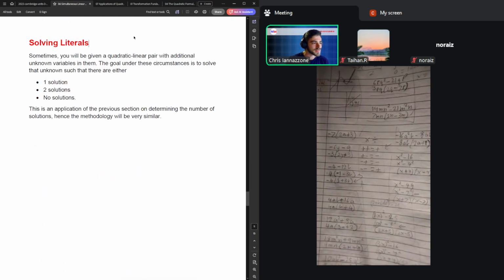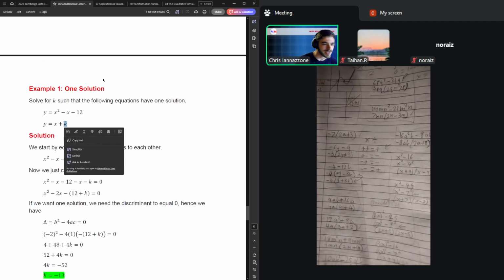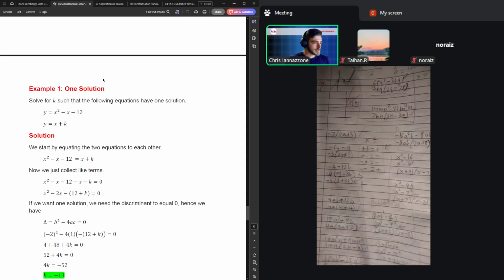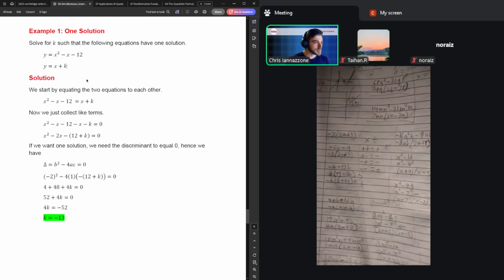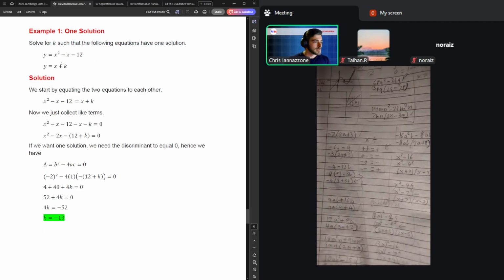It's more important for these sorts of examples, which are referred to as literals, which is where you have that additional coefficient in there. Okay, so that additional coefficient, how do we work with these sorts of questions? These sorts of questions, you are trying to solve for that coefficient such that you have either 1 solution, 2 solutions, or no solution. The question will tell you which one you need to force to happen. So in this case, we're trying to force 1 solution.